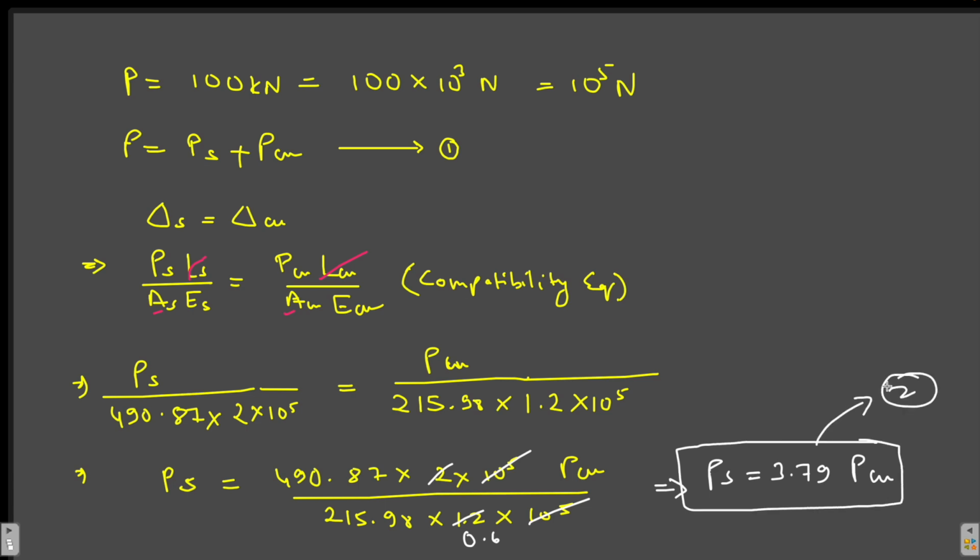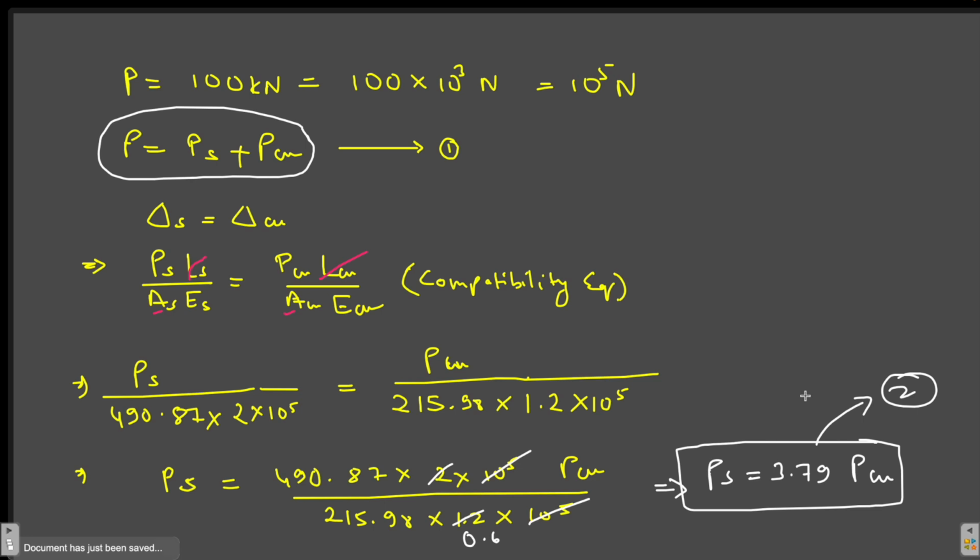So now we have got two equations. First is that total load is the sum of load taken by the steel plus the sum of load taken by the copper. And second equation is load in the steel is 3.79 times the load in copper. So steel is carrying more load than copper. It is evident from the equation number 2.